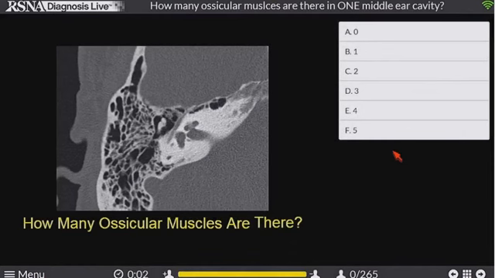So we also have, possibly, some muscles holding the ossicles in place in the middle ear cavity. So how many muscles are there that connect to the ossicles?